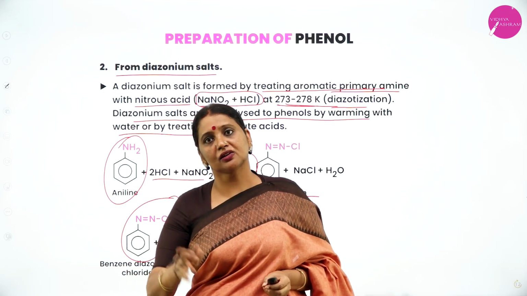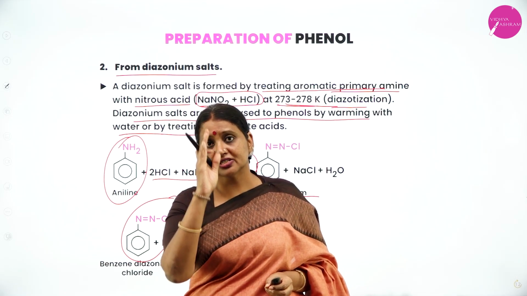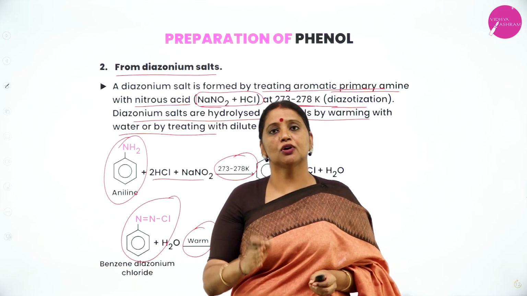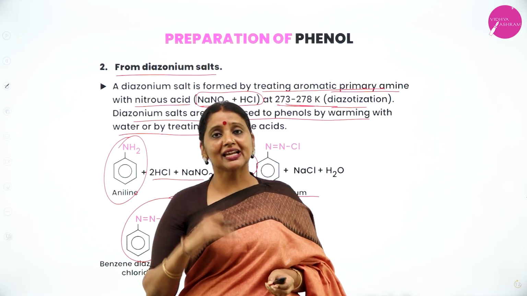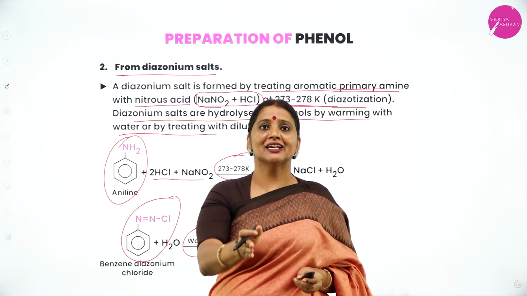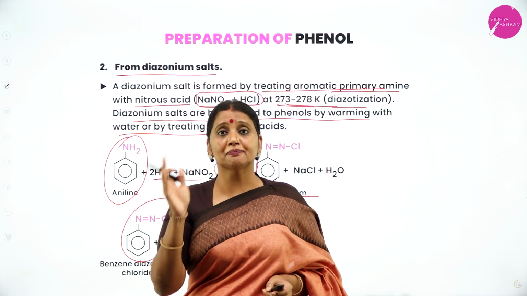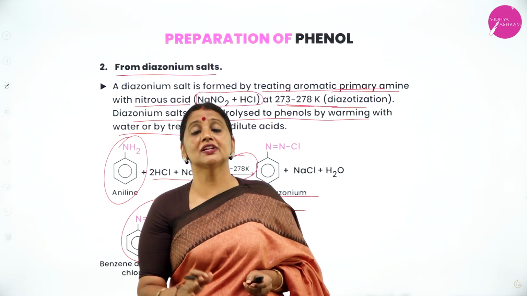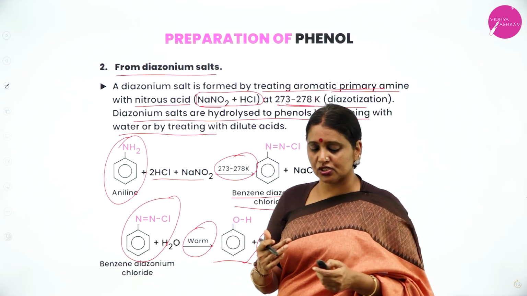Therefore, the first method of preparation of phenol is from benzene. Benzene on sulfonation gives benzene sulfonic acid, which on treatment with sodium hydroxide forms sodium phenate. After acidification, it gives rise to phenol. The second method is from diazonium salt. Here you have to prepare diazonium salt, and its preparation is called diazotization. The aromatic primary amine is treated with nitrous acid at 273 to 278 Kelvin. Diazonium salt is formed, which on treatment with water or dilute acids gives rise to phenol.